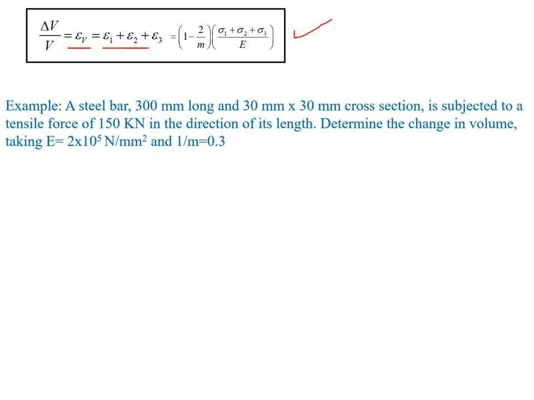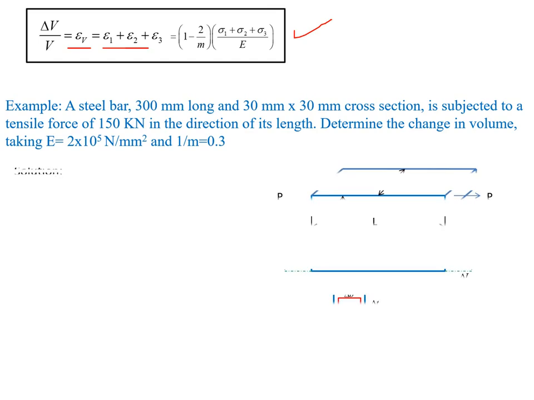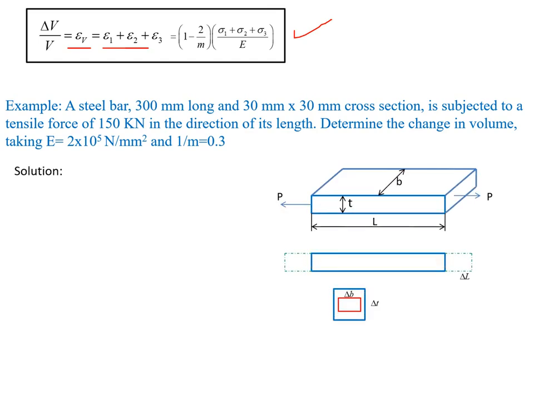So first we have to understand the problem. Here let us consider the rectangular bar. The length is 300, let us consider it capital L, and its cross section, width and thickness B and T, is 30 mm and 30 mm. And here we are applying the tensile force, let us consider the P value as 150 kilonewtons, in the direction of its length. So in the length direction we are applying it.